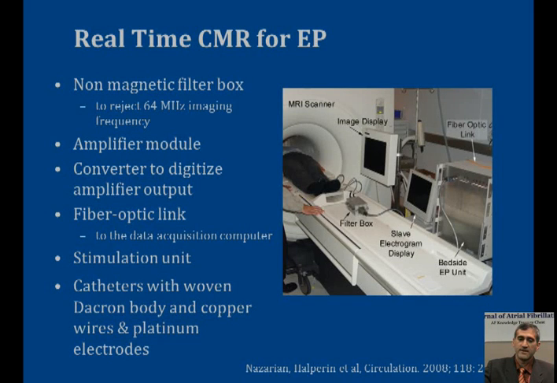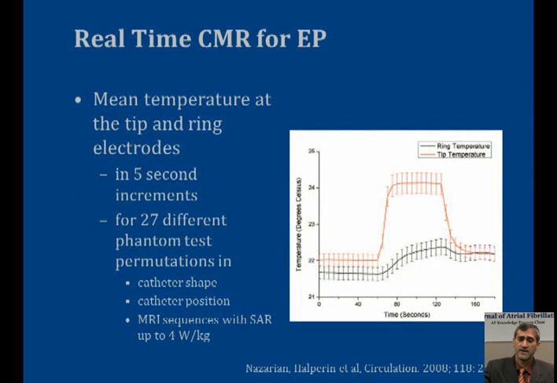We measured temperatures at the tip and ring electrodes in 5-second increments for many different permutations in catheter shape and position, and we found that the temperature rise was very limited, on average around 2 degrees C more at the tip than at the ring, but certainly within a safe clinical range.